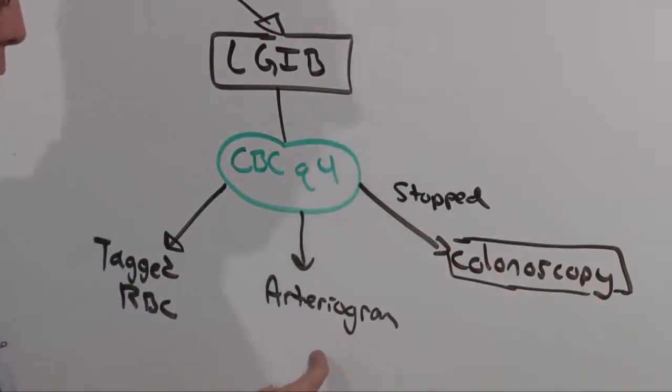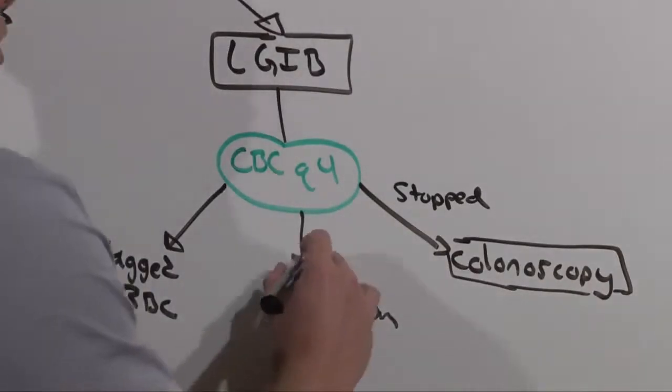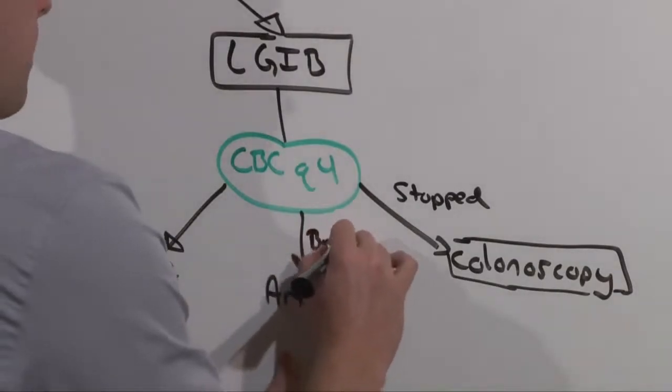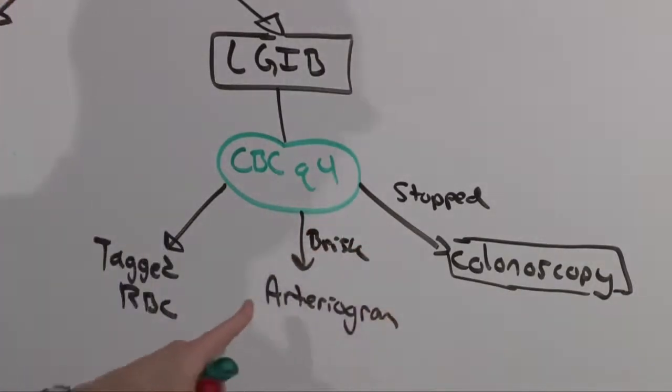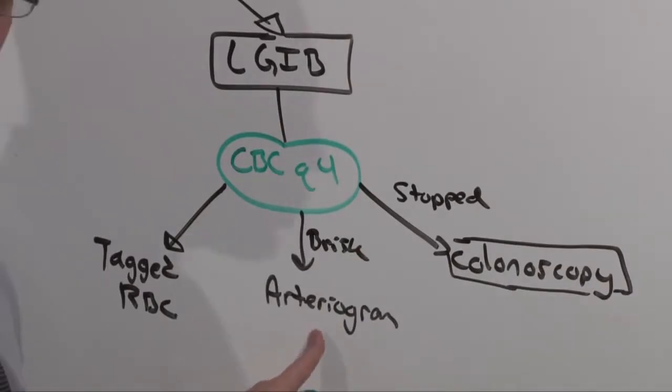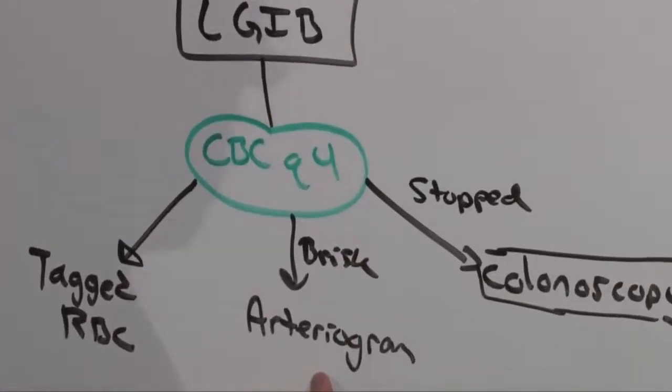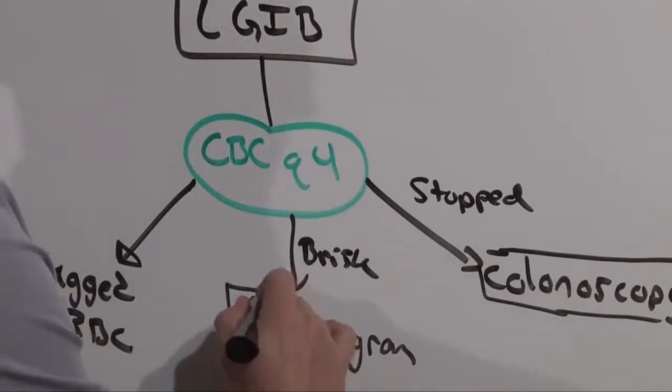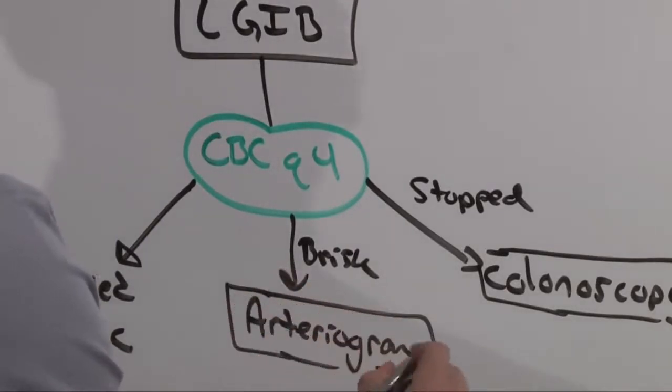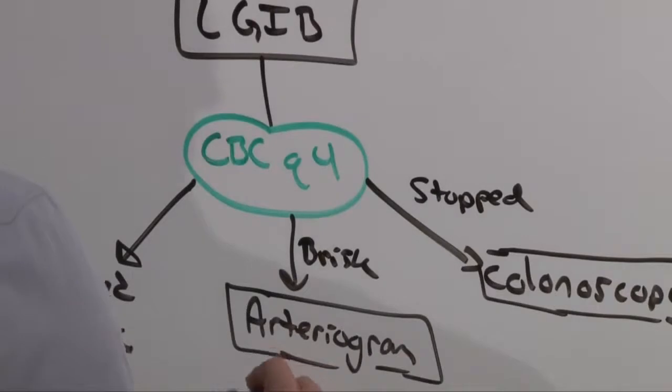The arteriogram is used when there is incredibly brisk bleeding. This is the chance to get interventional radiology involved, because not only do they diagnose the source of the lesion, they also fix it. Arteriogram allows for chemoembolization of the bleeding artery.